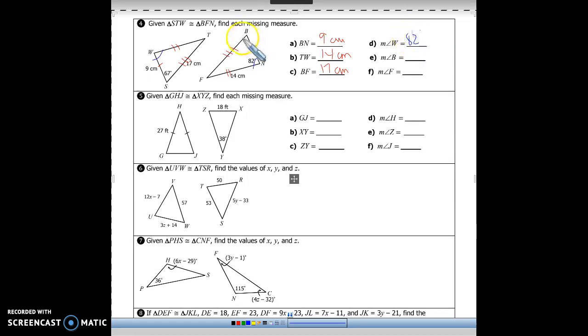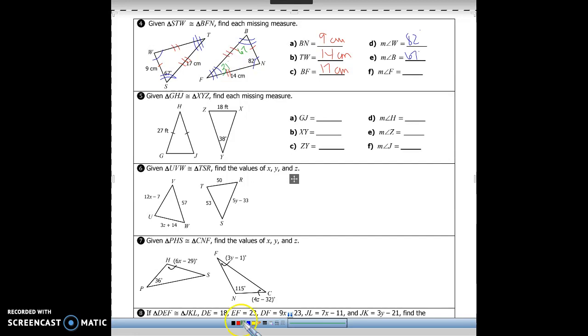Angle B, right here, is congruent to angle S, which means it is 67 degrees. And finally, angle F is congruent to angle T. Neither of those has a measurement, but I do know that B is 67. So I can add 82 and 67 and then subtract that from 180, because the angles in a triangle equal 180, and that would give me angle F as 31 degrees. Okay, you pause the video and try number 5.